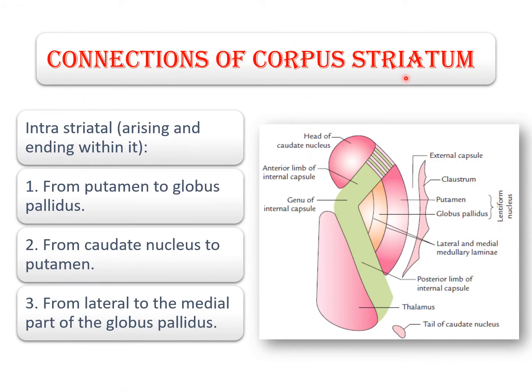So the connections of the corpus striatum. Intrastriatal fibers arise and end within it: from the putamen to the globus pallidus, from the caudate nucleus to the putamen, and from the lateral to the medial part of the globus pallidus.